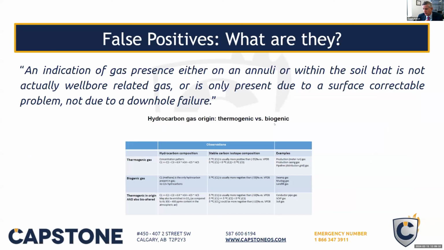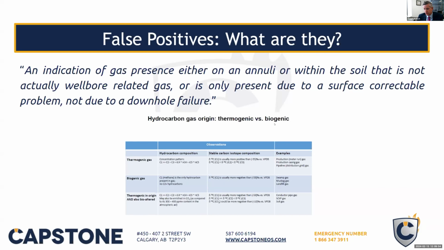So what's a false positive? This is a definition out of Dwight's head, so feel free to challenge it, tweak it, change it, whatever you like. But in our case, as we speak to our clients, we talk about an indication of gas presence either in an annuli or within the soil that is not actually wellbore related gas, or is only present due to a surface correctable problem, not due to a downhole failure.